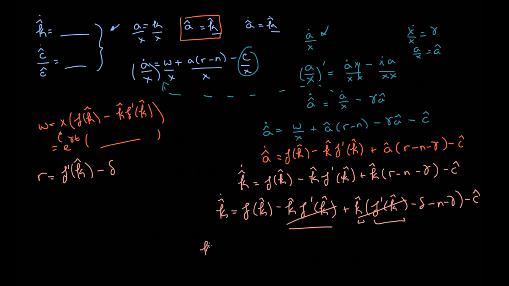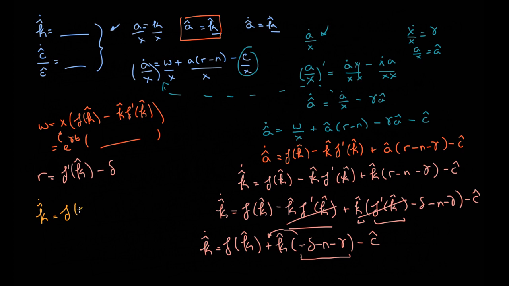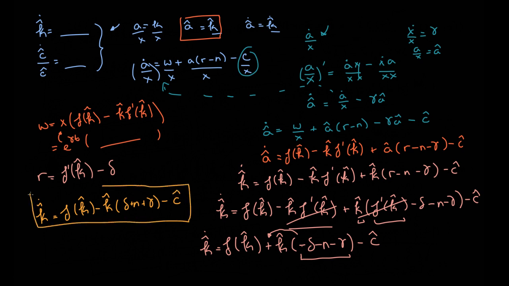And so we are left with k hat dot is equal to, I think this is drum roll worthy, that canceled. So we just have f of k hat plus k hat times minus delta minus n minus gamma, minus c hat. And I paused there for a second because this is really ugly and I kind of got confused. But all we're going to do is factor out the minus 1 to here. So it'll beautify it a little bit. So okay, here's the real drum roll, and let's do it in orange. The final answer, I guess that's yellow. Whatever, it's a growth class, not an art class. K hat dot equals f of k hat minus k hat times delta plus n plus gamma, minus c hat. QED. That's our first differential equation.